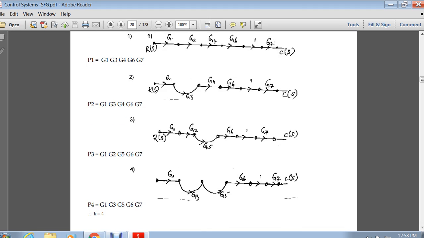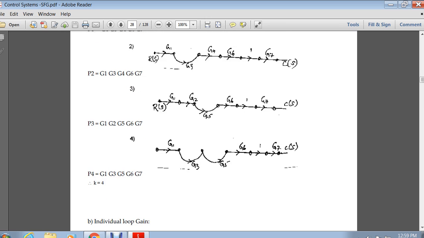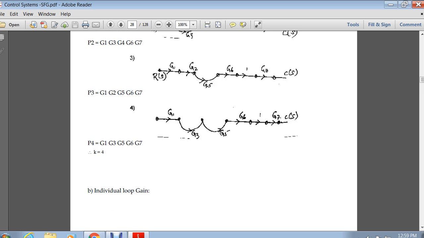Coming to the third one, we have from starting RS to G1, from there to G2. From that we go straight away to G5, G6, 1 and G7. We can take its gain as P3 is equal to G1, G2, G5, G6, G7. Similarly, the last forward path is coming from RS to G1, G1 to G3, G3 to G5. From there straight away we have G6, 1, G7. So we take P4 as G1, G3, G5, G6, G7. So the number of forward paths k is equal to 4.